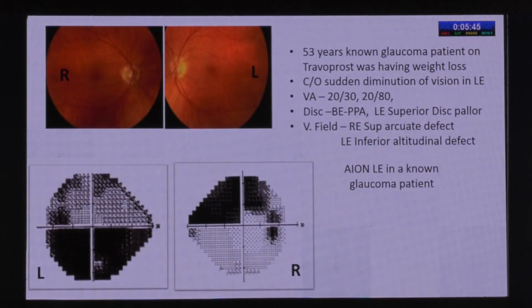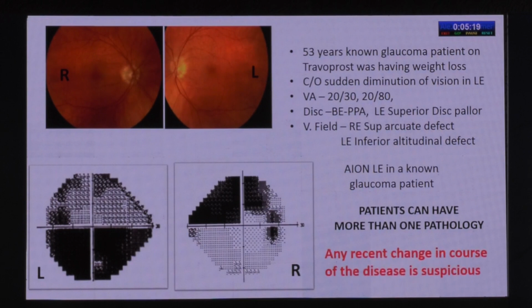Then this 53-year-old patient on travoprost was having glaucoma. He is a known glaucoma patient, but suddenly he complains of sudden diminution of vision, and you can see that in the left eye there is an inferior altitudinal defect, which is again suggestive of ischemic optic neuropathy. Here the patient has developed ischemic optic neuropathy. So patients can have more than one pathology. Once the patient has glaucoma, he need not always be a glaucoma patient only. And any recent change in the course of the disease is suspicious, because the patient was having sudden loss of vision, and it will be dealt with in the history chapter.